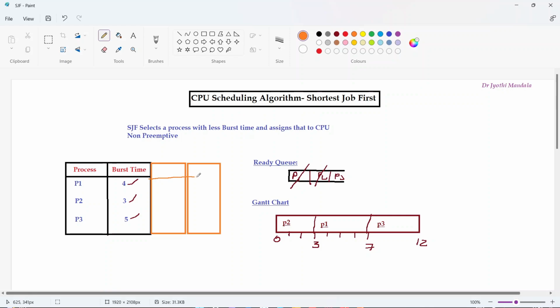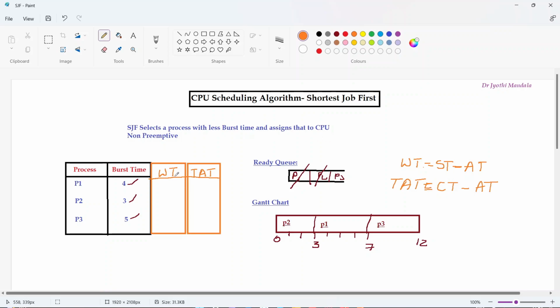So let us calculate wait time and turnaround time. In the last class we learned the formula for the wait time. Wait time is equal to start time minus arrival time, and turnaround time is nothing but completion time minus arrival time. This is the formula we learned in the last class, right? So let us apply the same formula.